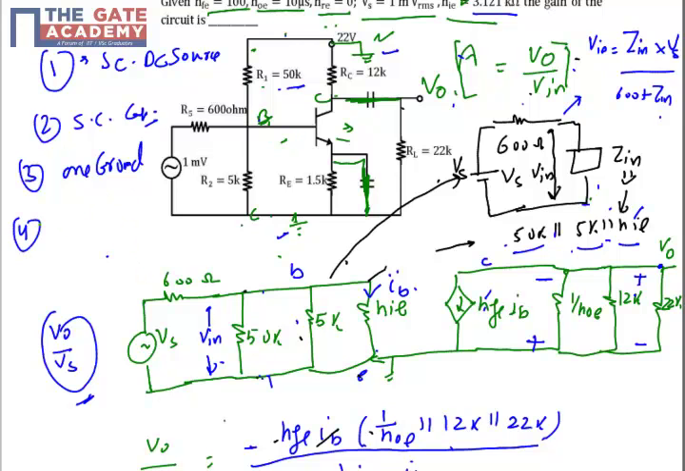Step number 4, replace the BJT with its equivalent model. In this case, I have replaced the BJT with its HI model, the hybrid model. In some cases you need to replace the BJT with the RE model or the RPi model. It depends upon the problem. Whichever model is required, you will replace.